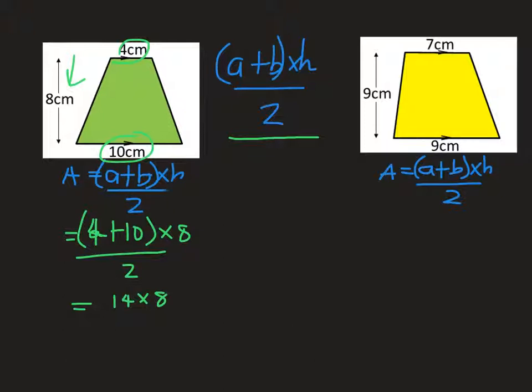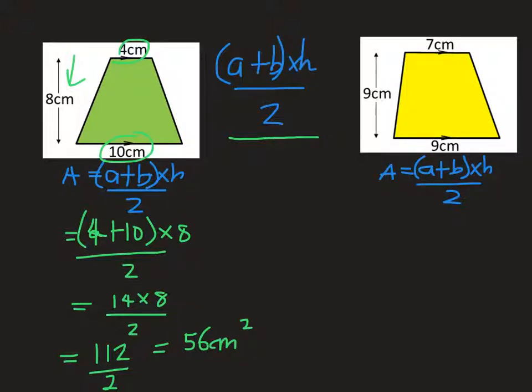Remembering our order of operations, do the brackets first. Divided by 2, which will give us 112 divided by 2, because 8 times 10 is 40, 4 times 8 is 32, and I've added those together. 112 then divided by 2 is equal to 56 square centimetres.